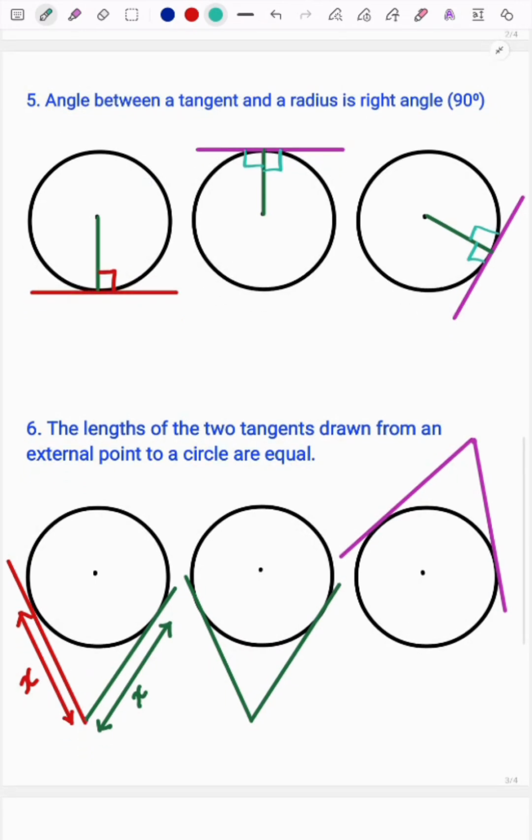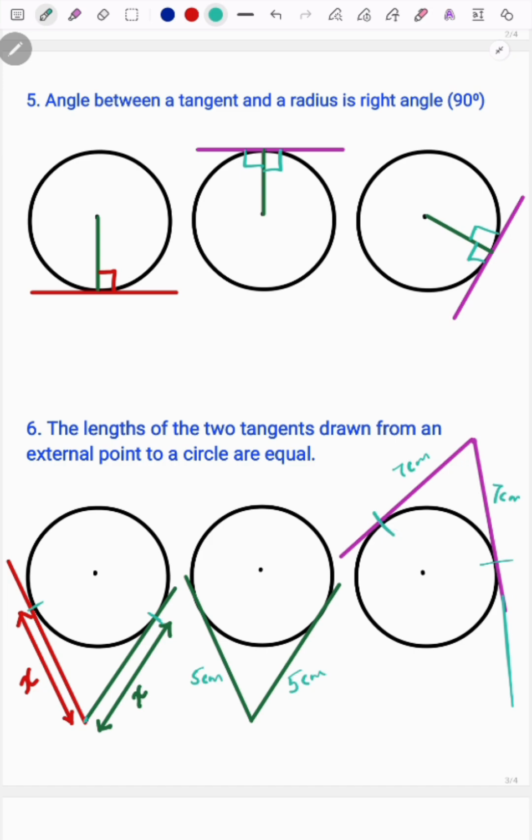Then the next one, the lengths of two tangents drawn from an external point to a circle are equal. From any external point outside the circle, if you measure two tangents up to the points where they touch the circle, they will always be equal. For example, if this is 5 centimeters long, this will be 5 centimeters long. If this is 7 centimeters long, this will also be 7 centimeters long.